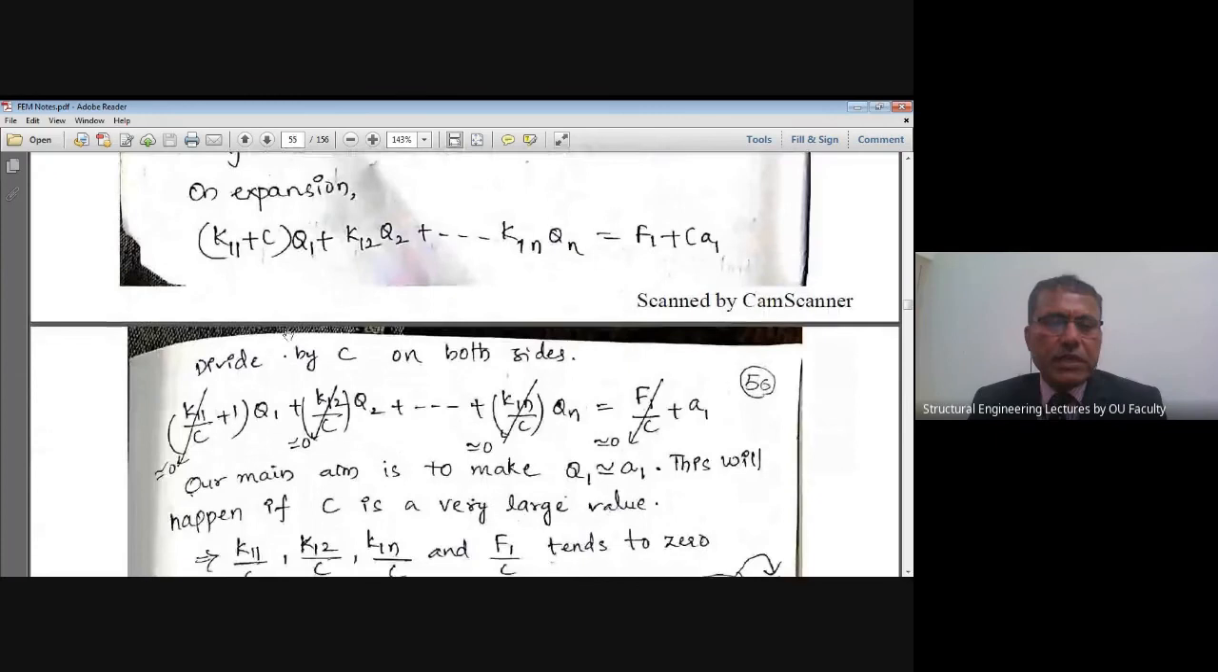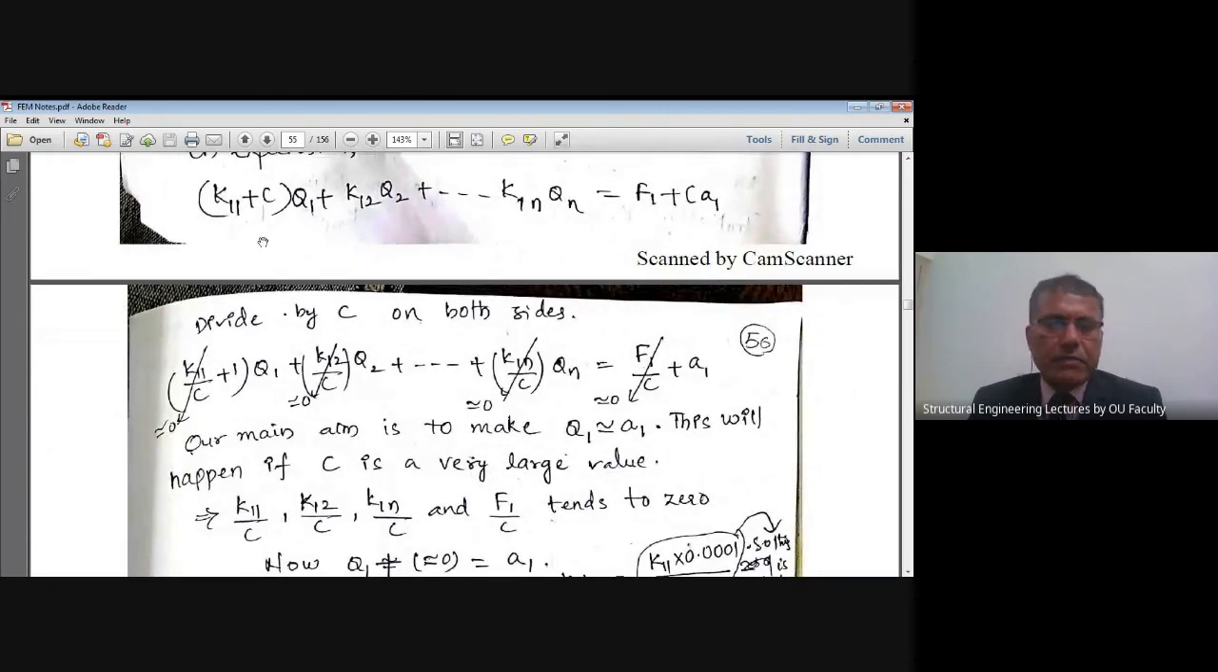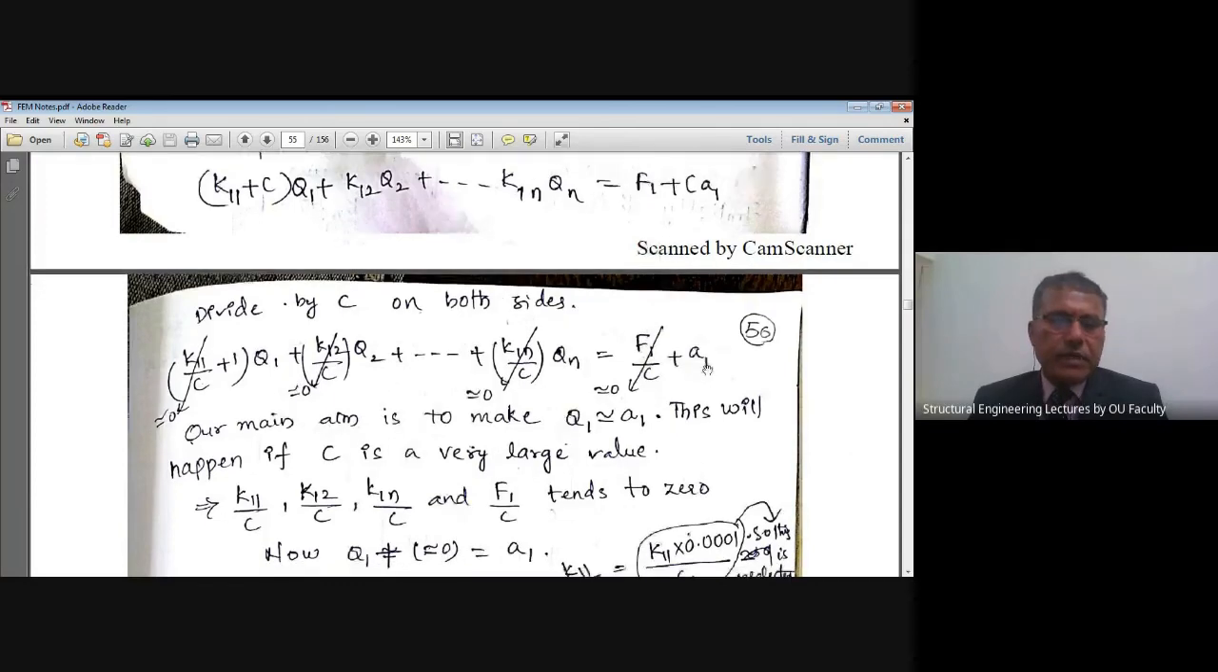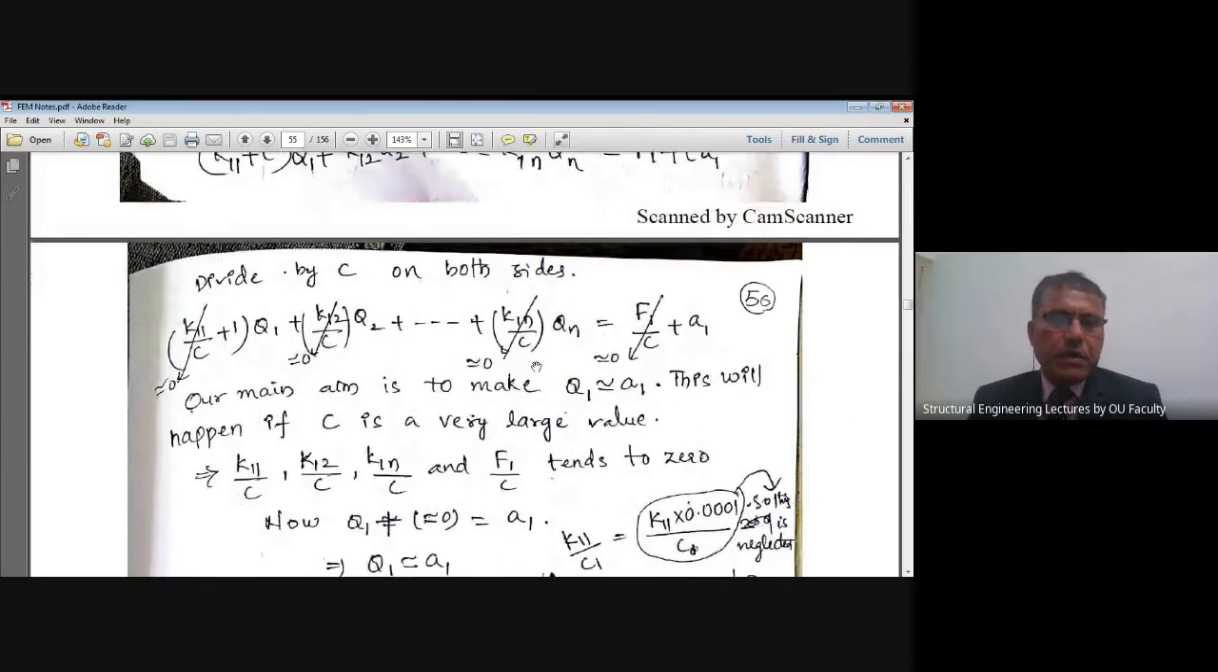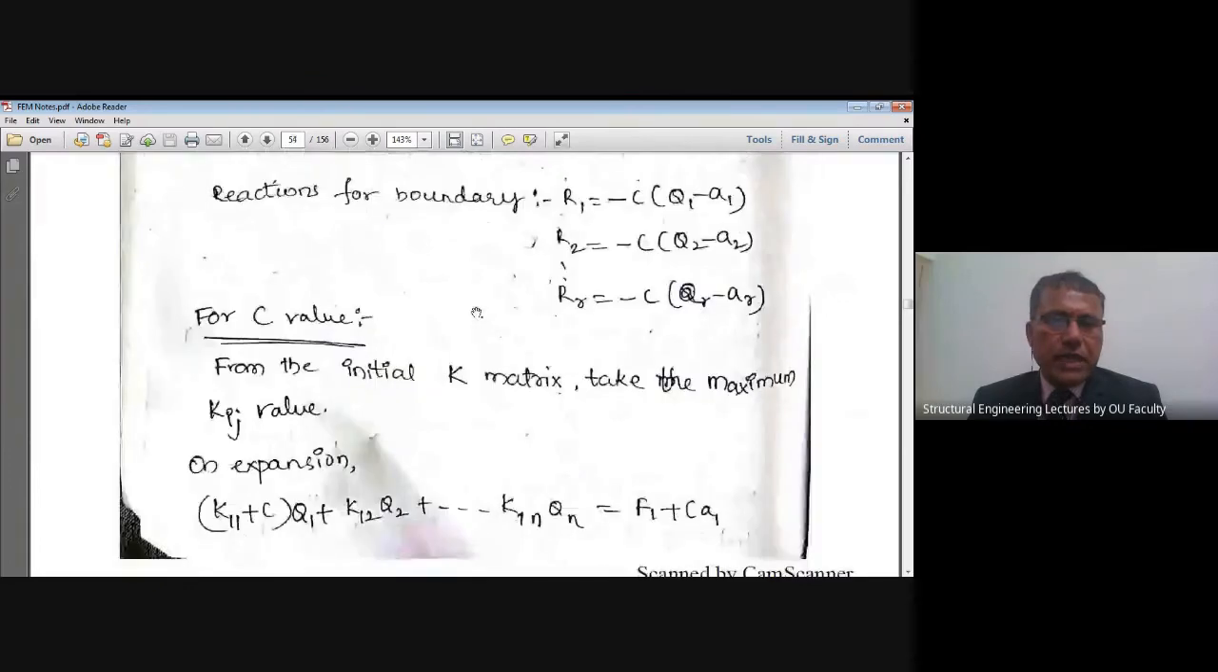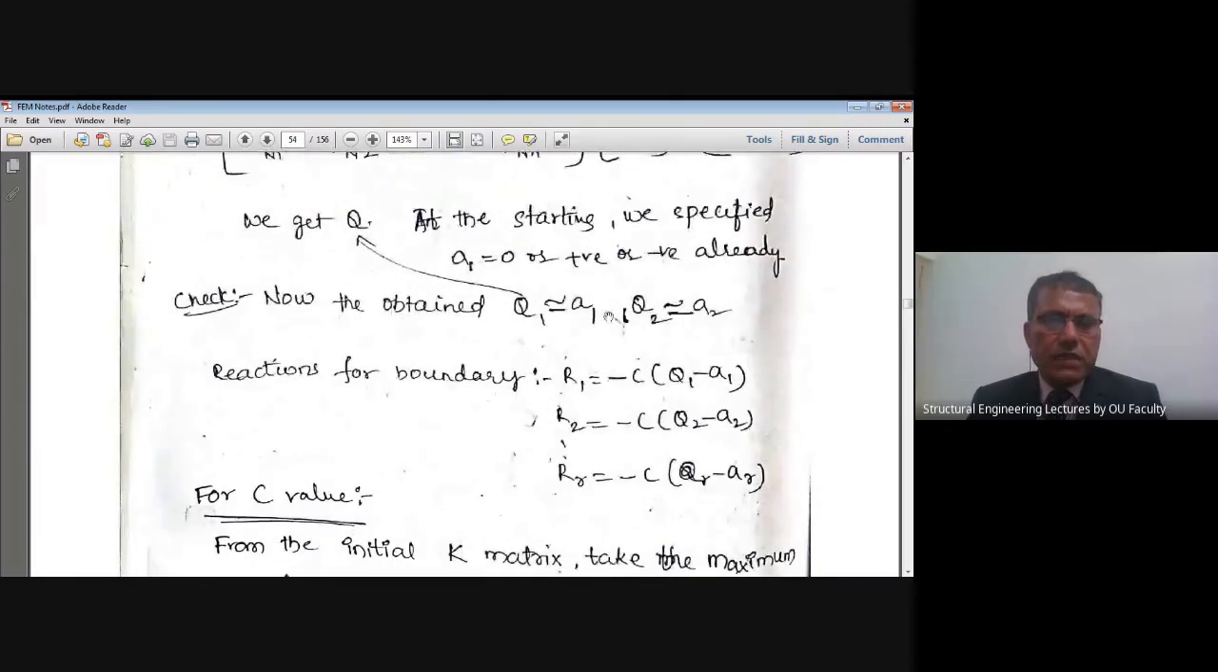But please see that if I divide either side by C, now I'll get K11 divided by C plus 1, multiplied by Q1, K12 divided by C, Q2, up to K1N divided by C multiplied by Qn, equal to F1 divided by C plus A1. But already you got some solution saying that after solving, Q1 is equal to some result, which is approximately equal to A1, not exactly equal to. A1 is already specified, but you got a result which is near to that specified value, right?